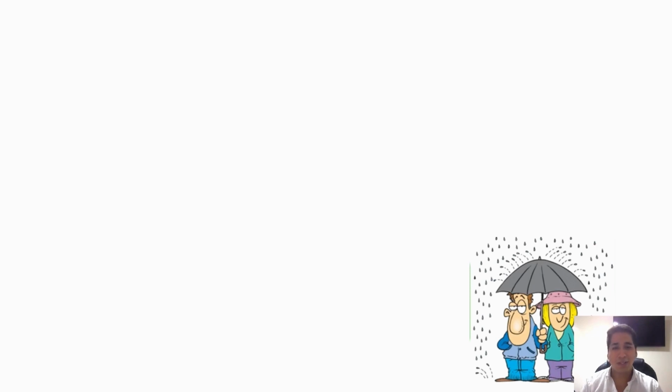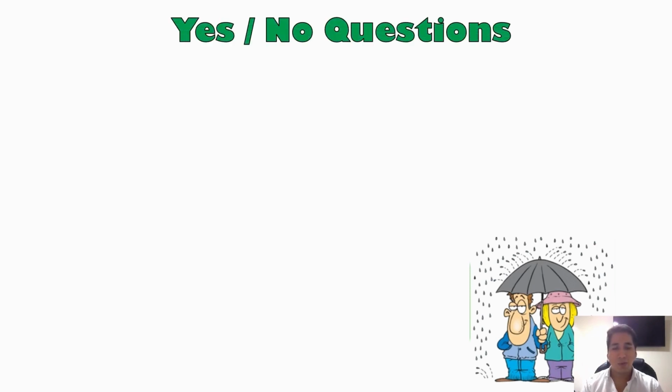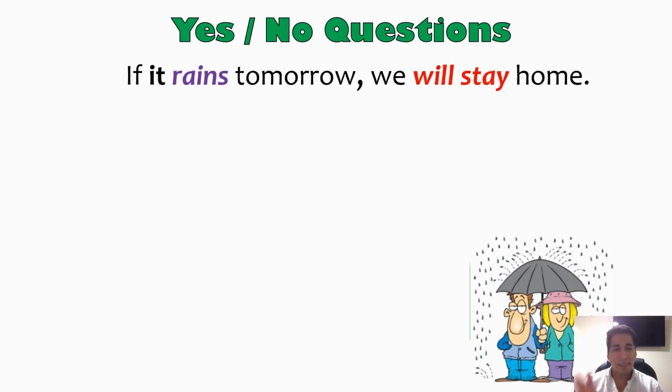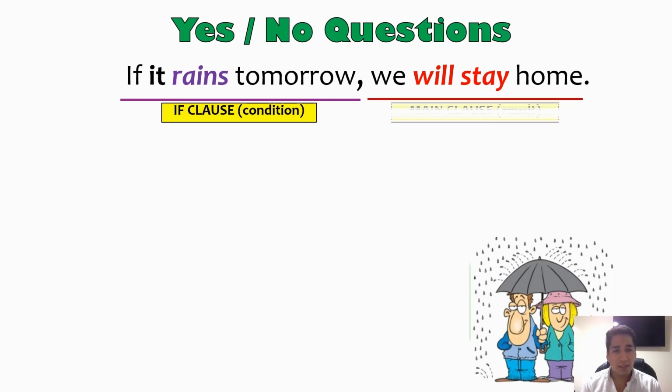Okay, now let's continue working, guys, with that example. So remember that we had this statement in the previous slide. If it rains tomorrow, we will stay home. What if I want to formulate, guys, a yes no question using this statement? What should I do? Okay, it's easy. First, let's identify. You must remember, guys, that this is the if clause and that this is the main clause. If you want to ask a yes no question using this sentence, then you are going to change the order.